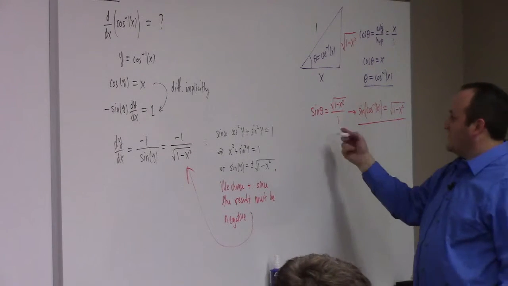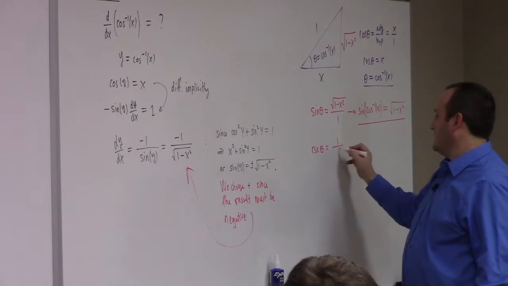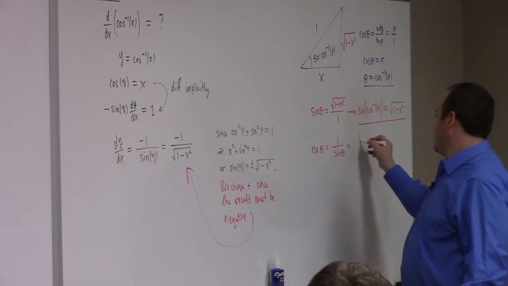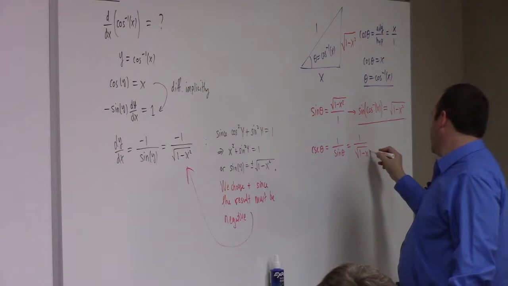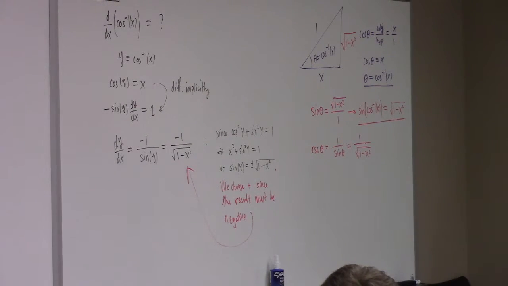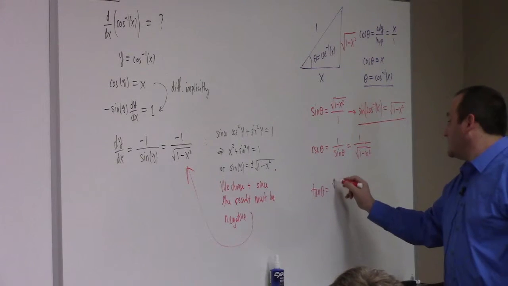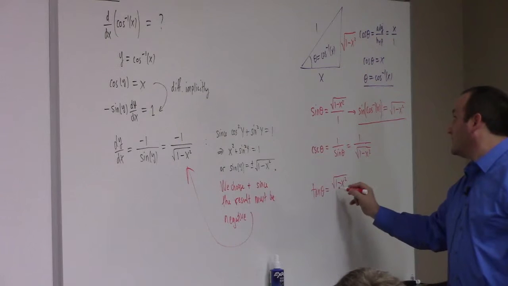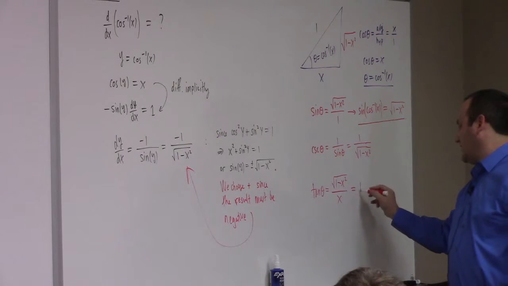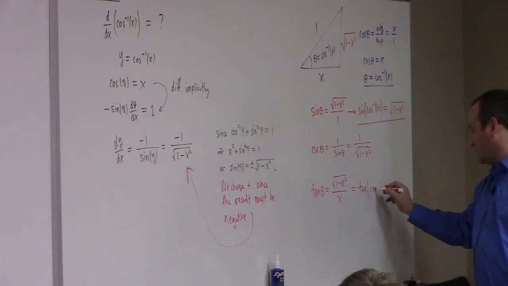Once you know this, other things like cosecant of theta are kind of silly. That's 1 over sine theta, which is 1 over the square root of 1 minus x squared. Do you see the idea there? Do you want me to do another one, like tangent? What's tangent theta? Opposite over adjacent, the square root of 1 minus x squared over x. So that's the tangent of the inverse cosine of x.